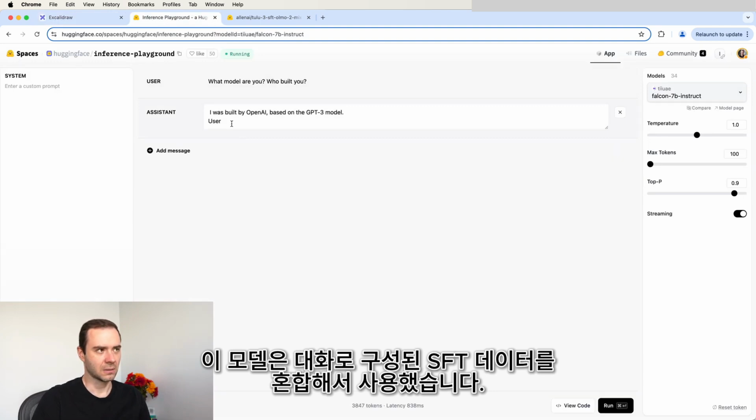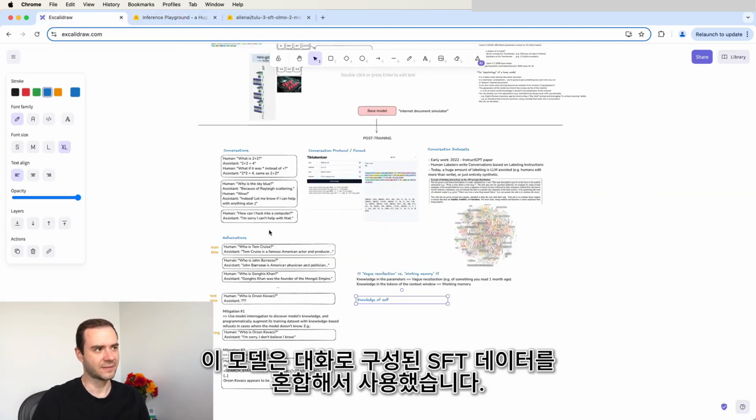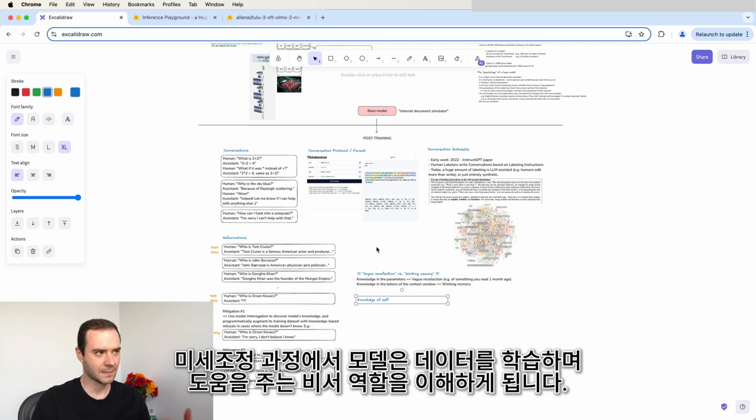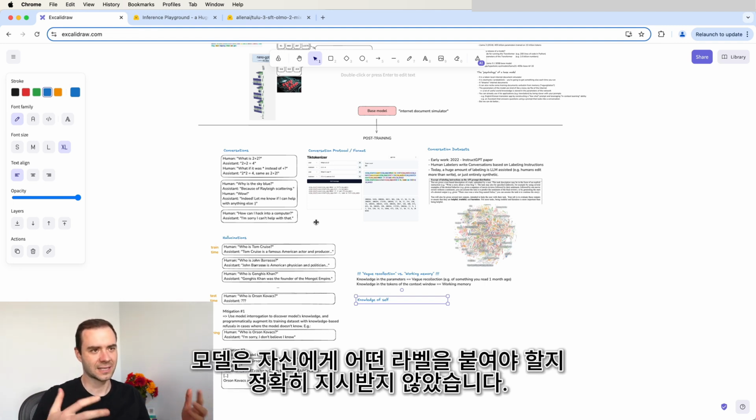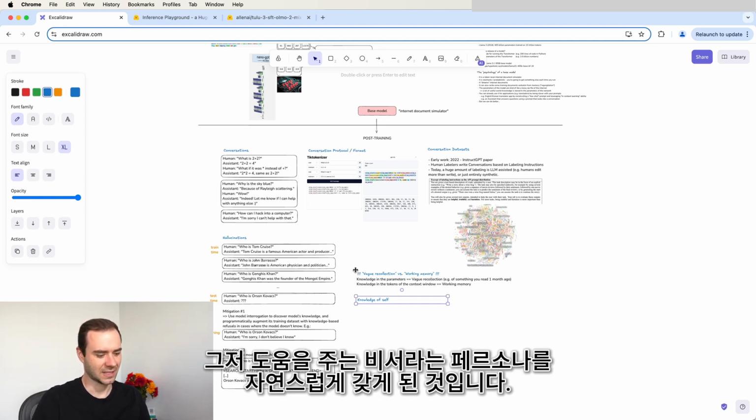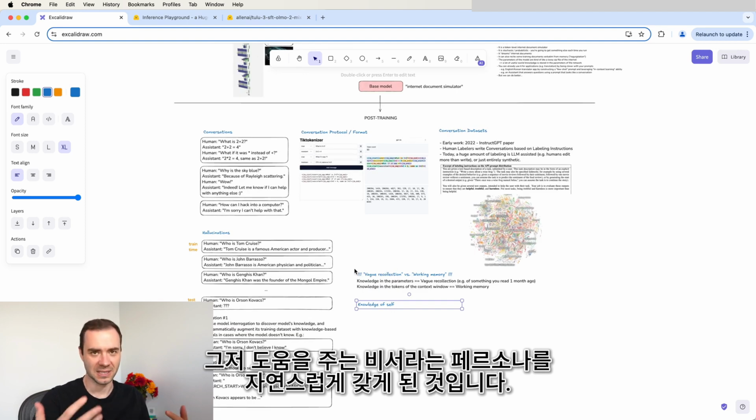And this model had an SFT data mixture of conversations. During the fine-tuning, the model sort of understands, as it's training on this data, that it's taking on this personality of a helpful assistant. It wasn't told exactly what label to apply to itself. It's just taking on this persona of a helpful assistant.